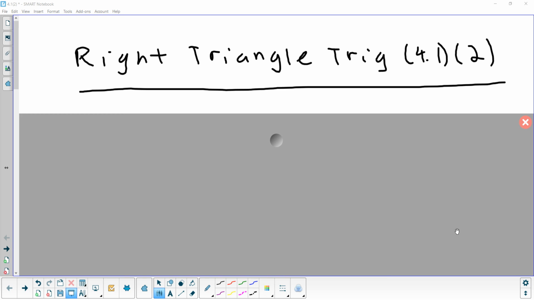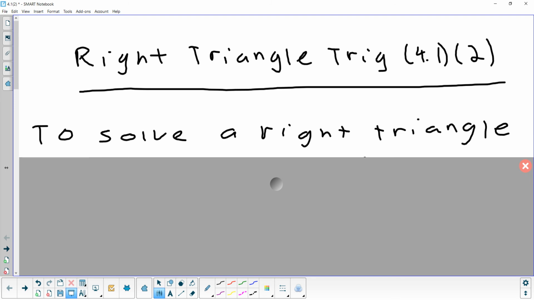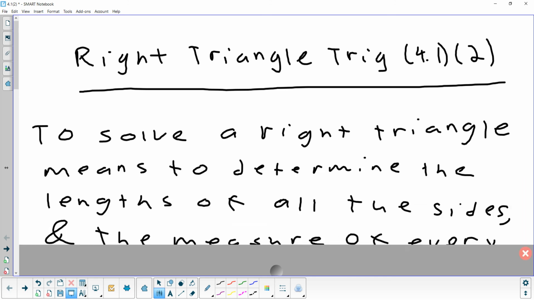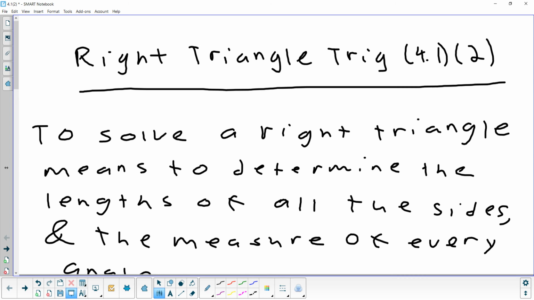All right, so last thing we're going to look at for this week is continuing 4.1, part 2. And the whole goal of pretty much every problem today is going to be to solve a right triangle. So what it means to solve a right triangle is there are 6 things that you could potentially have to find on a triangle. 3 sides and 3 angles. We have to find all of them.